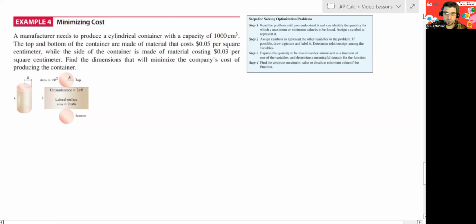All right, guys, in this video, we're going to talk about minimizing cost. So a manufacturer needs to produce a cylindrical container with capacity 1,000 centimeters cubed. So that gives us the volume.